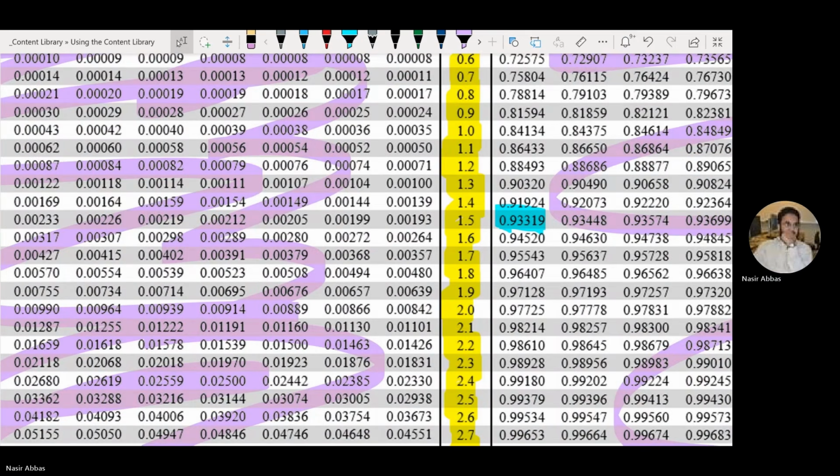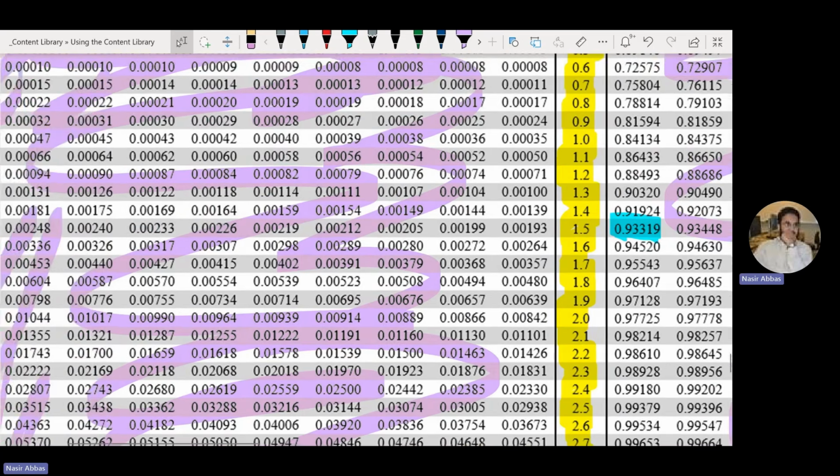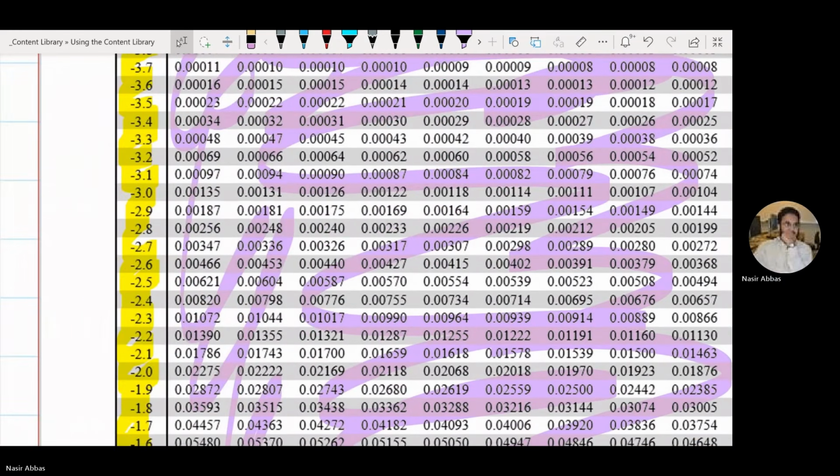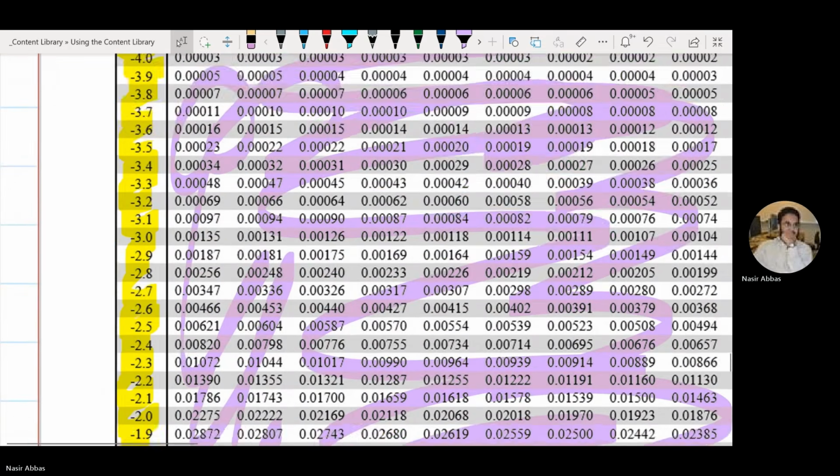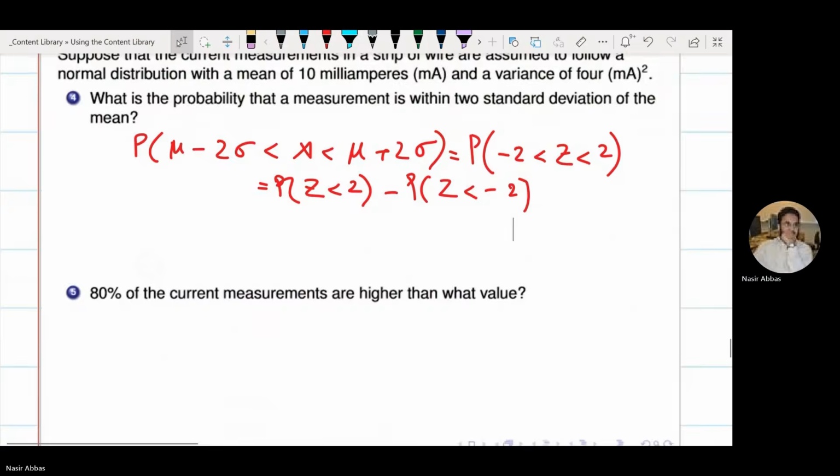2.00. 0.97725, right? And for minus 2, 0.02275. So it becomes 0.97725 minus 0.02275, and subtract, get the answer.